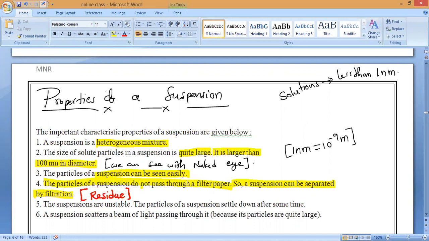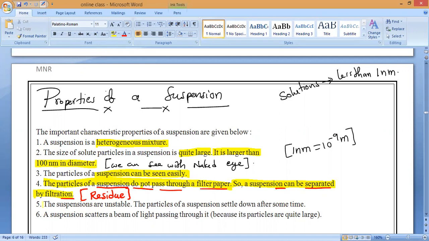What do we call the residue, everybody? Suspension. Understanding? It does not pass through the filter paper. So we can easily separate the liquid and this residue by filtration. Understand, all of you? Please respond.